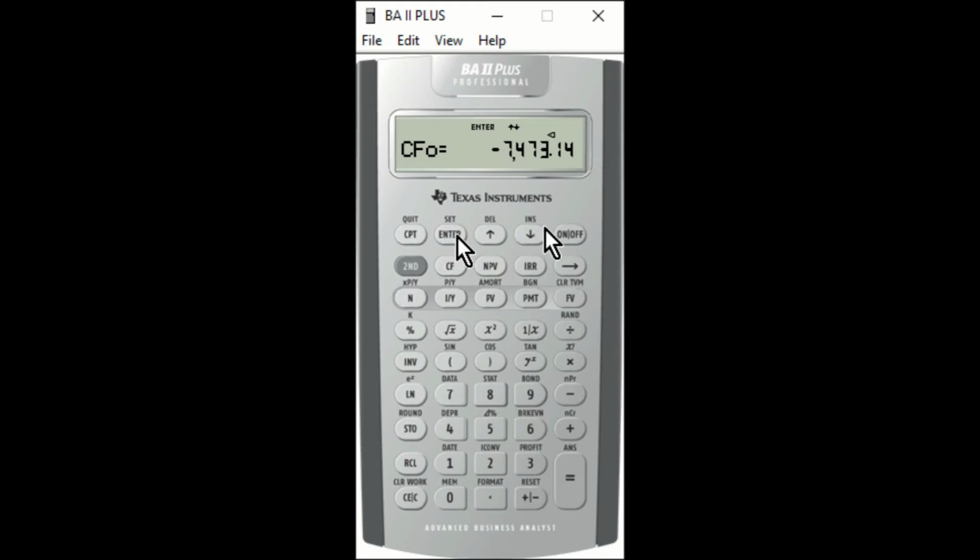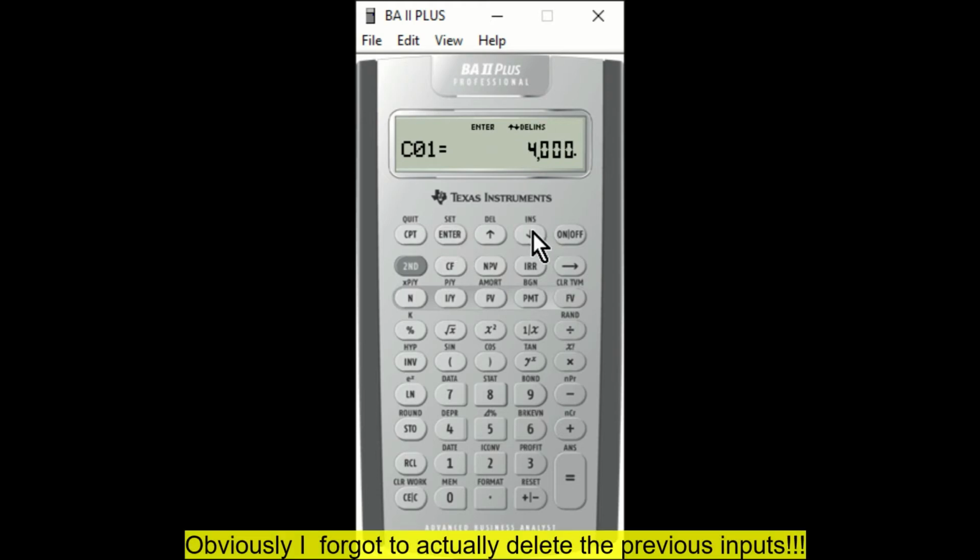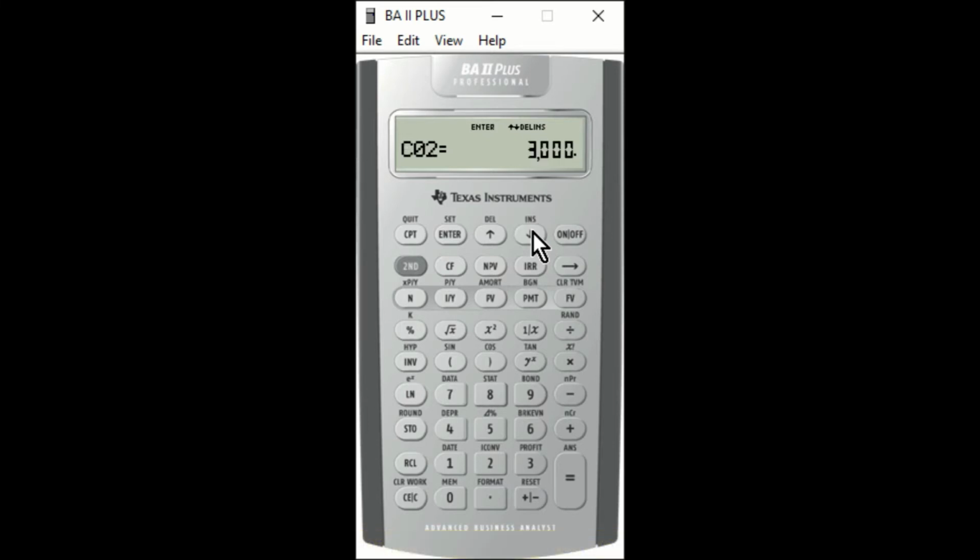We press enter. The cash flows that are coming to us are 4,000, frequency of 1, 3,000, frequency of 1, and 1,000, frequency of 3. What we're going to do is utilize our cash flow function to calculate an IRR, or an internal rate of return. So we just press that button and do what the calculator tells us.